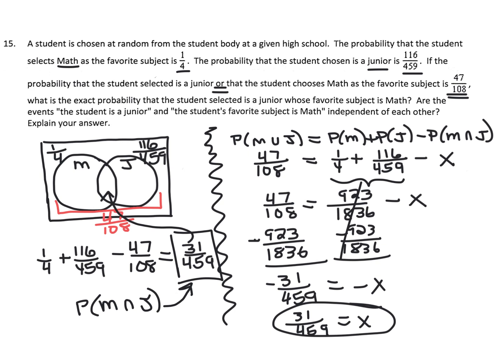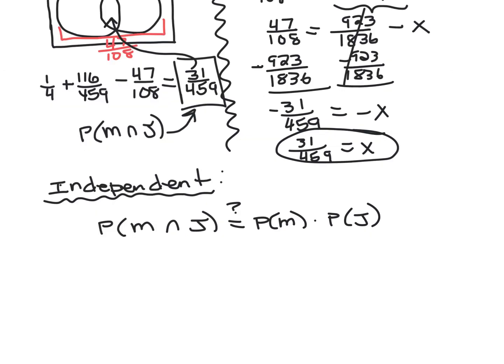We're not done though, because they also want us to determine: are the events "the student is a junior" and "the student's favorite subject is math" independent of each other? If you recall, this right here is our formula for independence. I put a question mark because we don't know if this is going to check out or not. On the left side of the equation, isn't that what we just found? We just found the probability of math and junior to be 31 over 459.